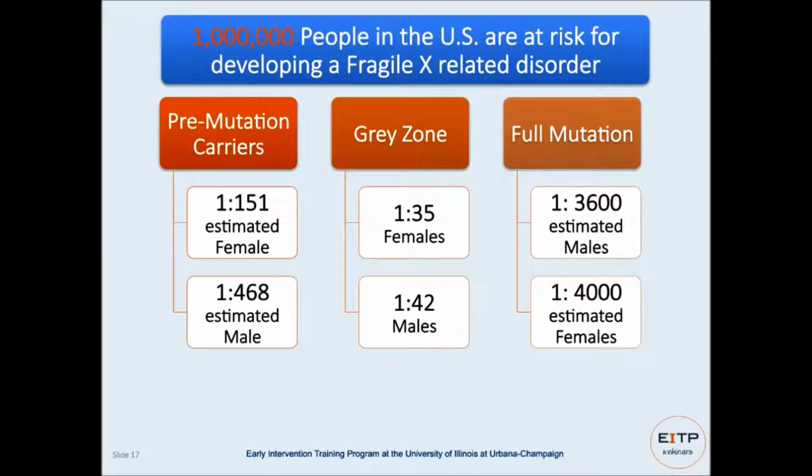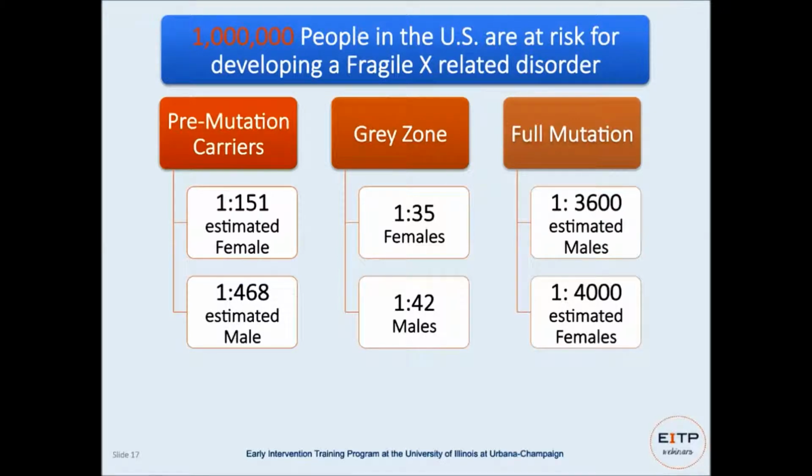We talk about premutation carriers. So the estimated number is that 1 in every 151, and this is a CDC number, females are carriers of Fragile X. Most don't know it until they have a child that is diagnosed with Fragile X. And we'll talk about my story, how I found out about it. And it's estimated that 1 in every 468 males are premutation carriers.